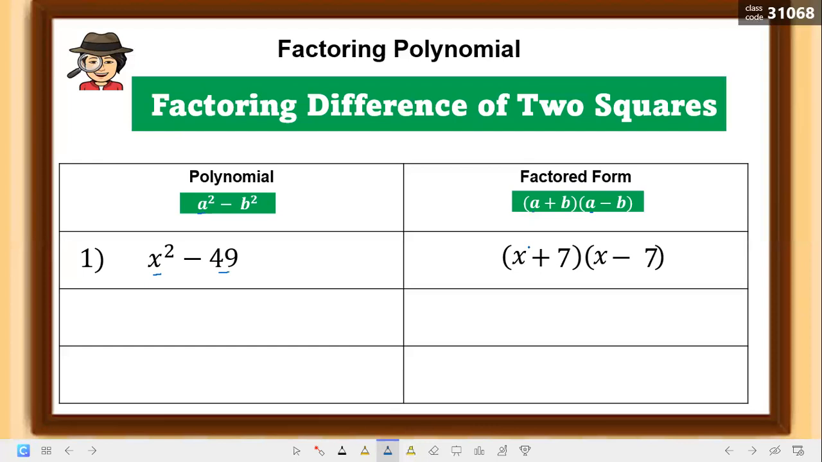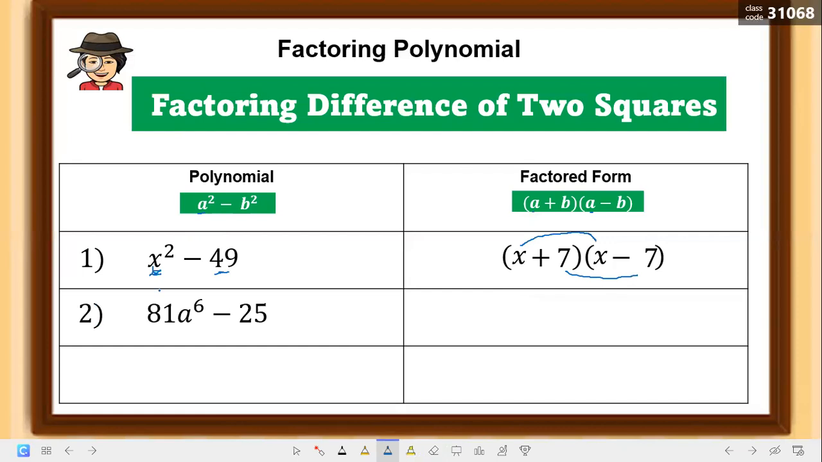Okay, check ngayon natin. Pag multiply natin yung first term, x times x, ano yung product? X squared. Okay. Pag multiply ko naman yung second term, 7 times negative 7. Negative 49. Okay, hindi ko na multiply yung middle terms na outer tsaka inner kasi makakancel po yun. Magiging 0 siya. Do you follow? Okay?